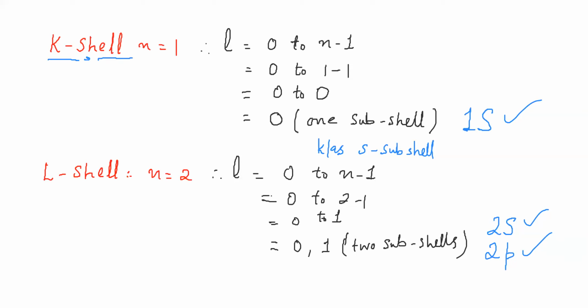Yes, sir. So we have learned that in case of the first shell, that's your K shell, there is only one subshell, that is 1S. And in case of L shell, there are two subshells, that is 2S and 2P.